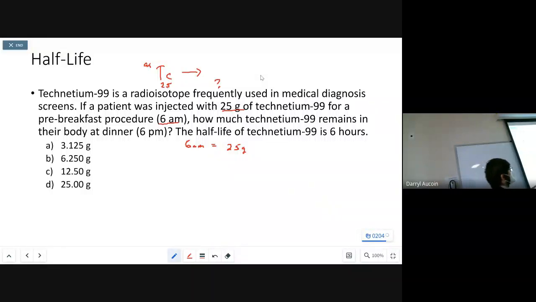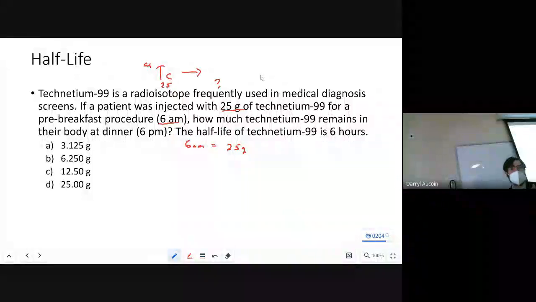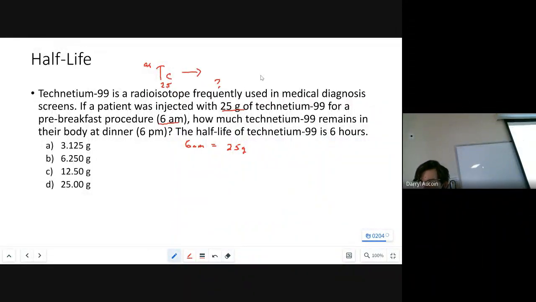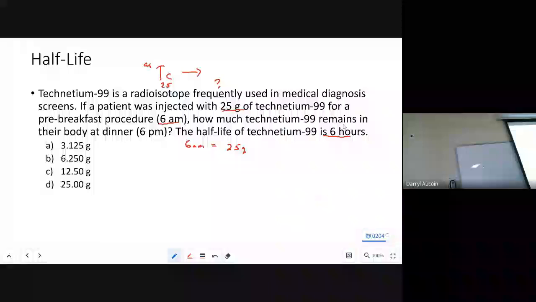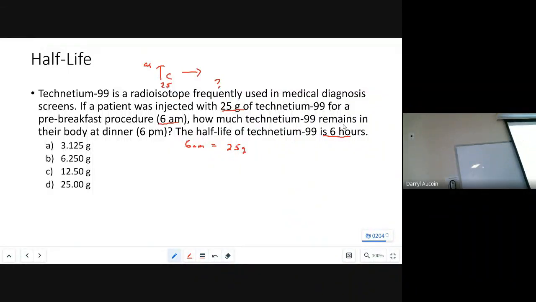We don't know how much we have at the end, but we know it is going to break down over time, and it has a certain rate at which it breaks down. So our half-life here is 6 hours. So if we started at 6 a.m. where you had 25, so they took 25 of the stuff, they put it in somebody, they're going to do a procedure, maybe they're going to look for a heart blockage, maybe a brain scan, whatever they're going to do. At the end of the day, you have to figure out, is it safe for this person to go home? They can only have a certain amount left in them before you let them get in the car and head out of the hospital.